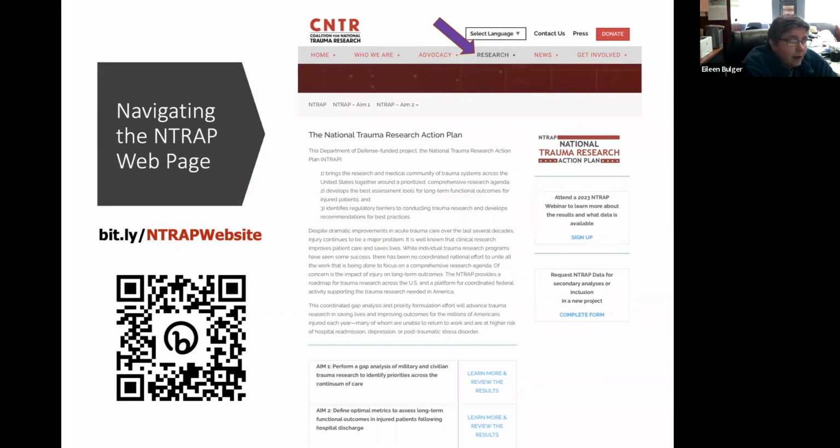So how do you get to this data? All of this is housed on the center website. And we put a little QR code, to make it really easy for you today. But if you just search NTRAP or center or whatever, you'll get to this website. On the center website, it's under research. And then there's a whole National Trauma Research Action Plan page. And so that's the landing page for access to all of this information. Next slide.